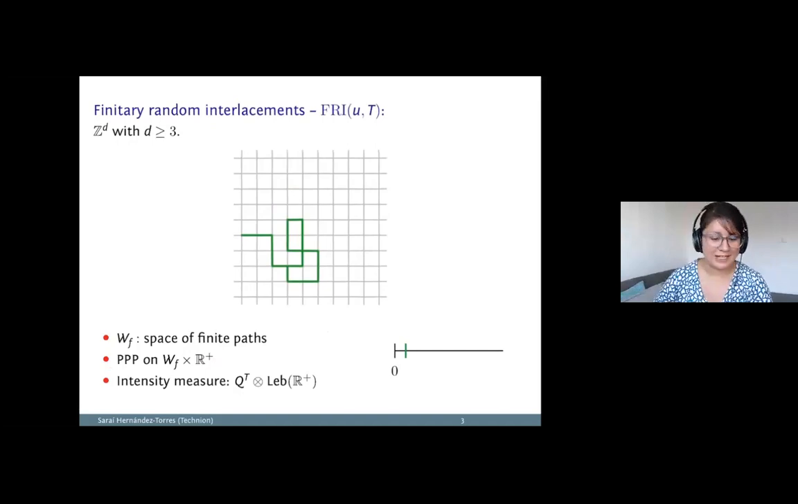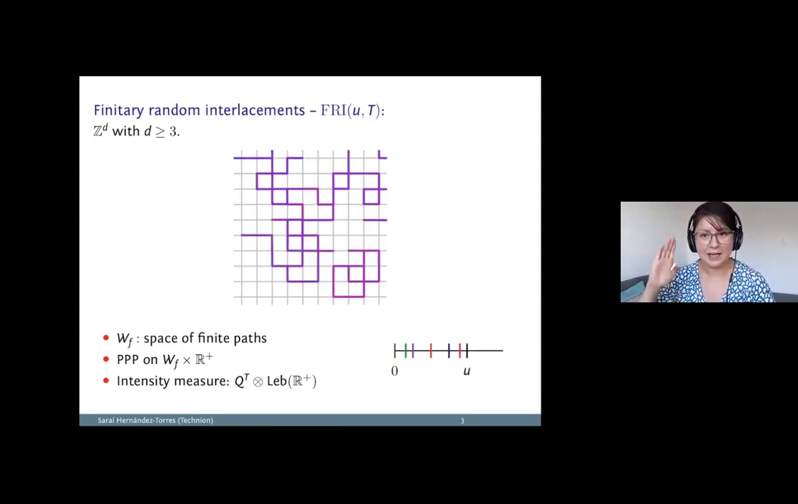If you know random interlacements, as I think many of you here do, you kind of expect what's going to happen here. I have this space of finite paths, and I will consider a Poisson point process on W_F times the positive reals. The positive reals are going to define a level. If I look at this window starting at time 0, this indicates the first level at which I see some killed random walk appearing on my window, and I will see more and more walks as I increase my level.